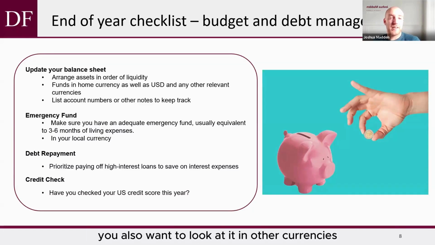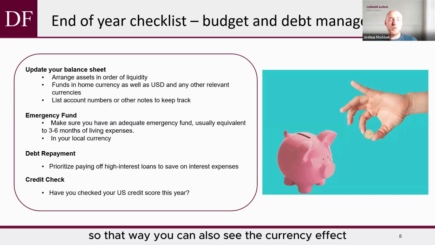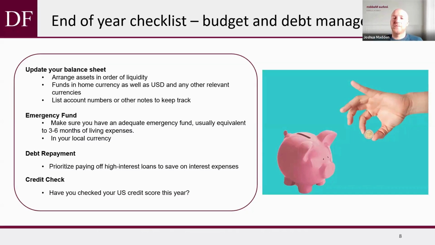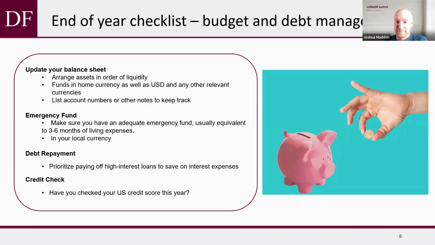You also want to look at it in other currencies. So what's very useful is having a balance sheet in dollars in one column, and then your local currency, euro, pound, whatever it may be, in the other one. So that way, you can also see the currency effect and really know just how much you're looking at for any particular asset, not just in USD, but in the currency that you're actually living and buying your bread in.